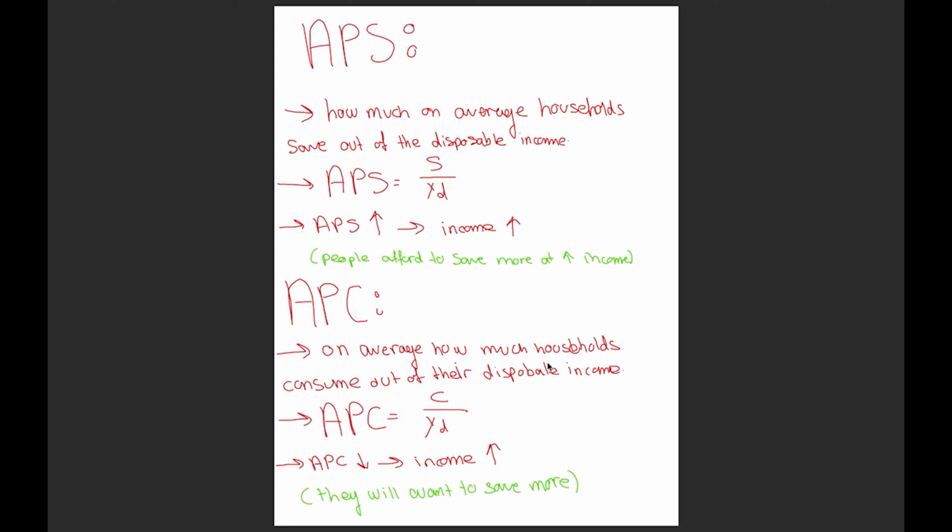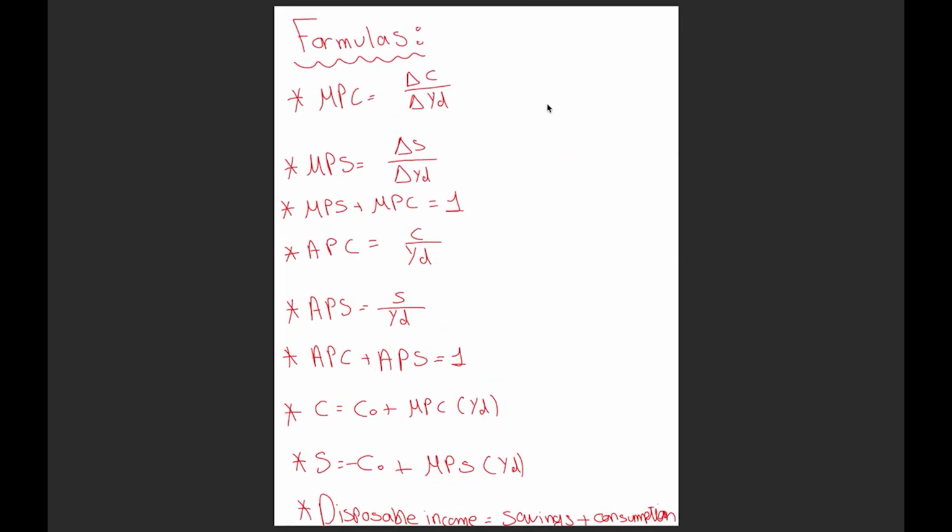APC is, on average, how much households consume out of their disposable income. It's the same idea as APS. So APC is equal to C over YD. However, MPC is the change of C over the change of YD. When income increases, APC decreases. Why, you might ask? Because they will want to save more. They will afford to save more. So why should I consume more if I can save more and keep the money for myself, for my future?